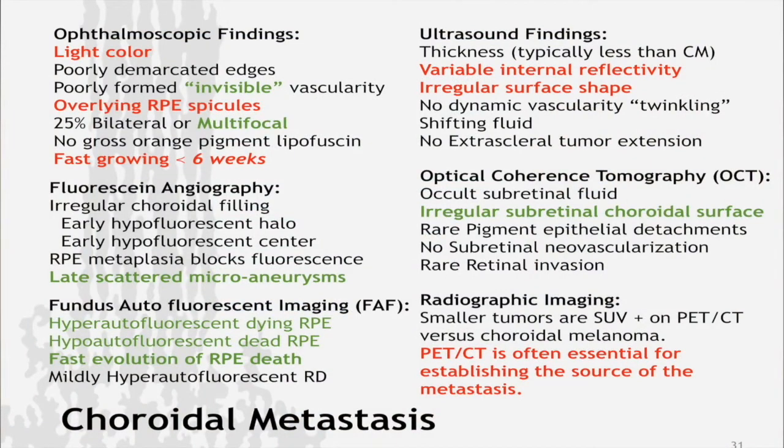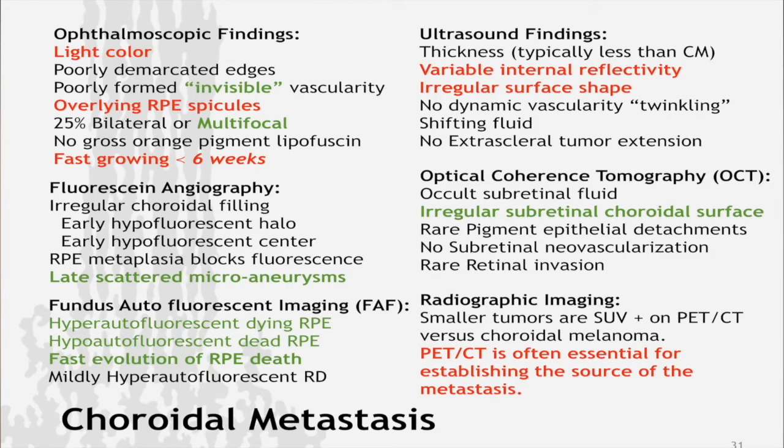And I went through the same exercise, and I looked at all the findings I could think of: ophthalmoscopically, fluorescein angiographically, fundus autofluorescence imaging, ultrasound, OCT, and radiographically. And what did I come away with? Well, most of them are fairly lightly colored. They tend to have overlying retinal pigment epithelial spicules, RPE spicules.